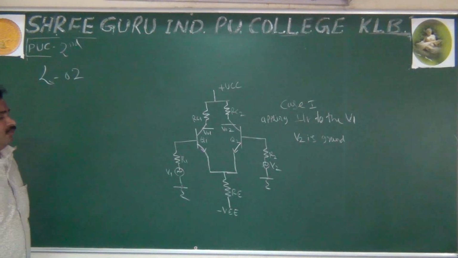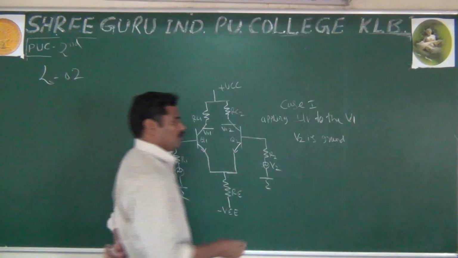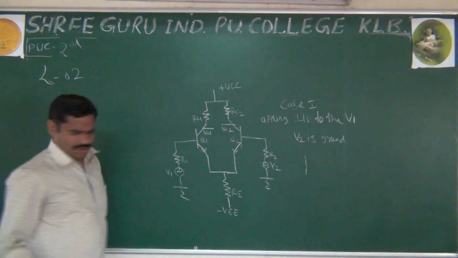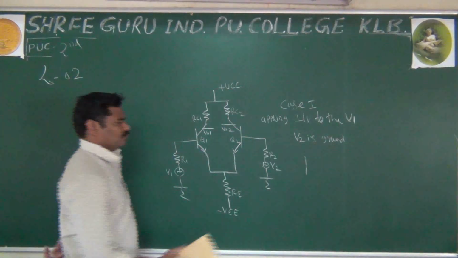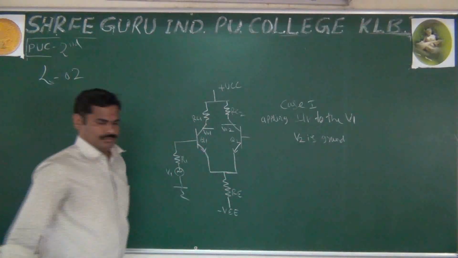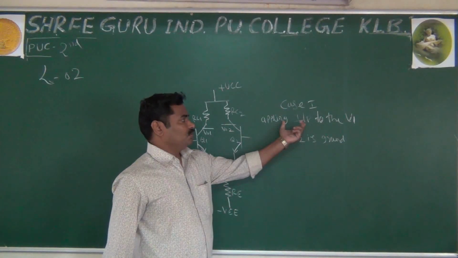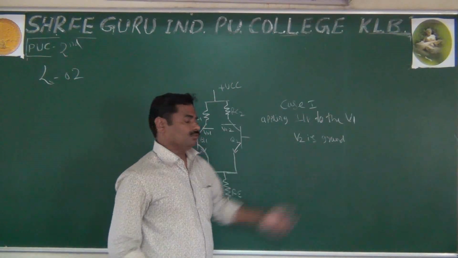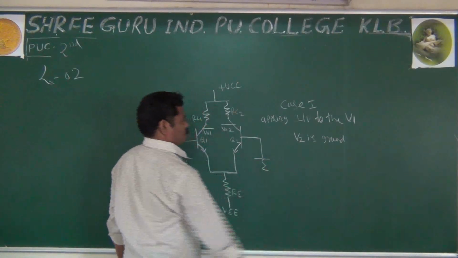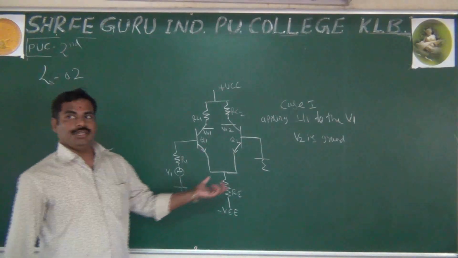If you want, you can write it symbolically. What is the effect of the first case? Consider applying V1 and make V2 ground. This is connected to the ground. We are only applying input to Q1. We are not applying any input to Q2.